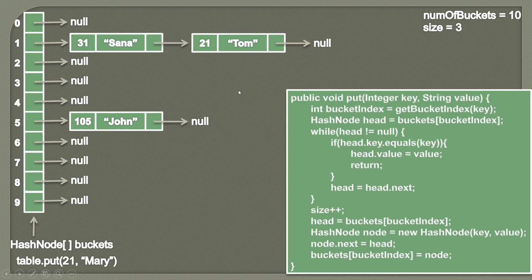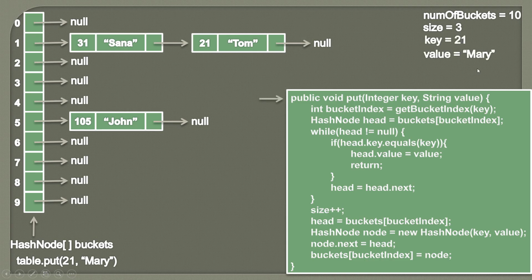So friends, now let's see one last use case where the key is already present. So here you can see if we put key as 21 and let's say value as Mary. If the key is already present, we don't put the key value pair in the buckets array, we simply update the value, and that we do with the help of this while loop. So let's see how.